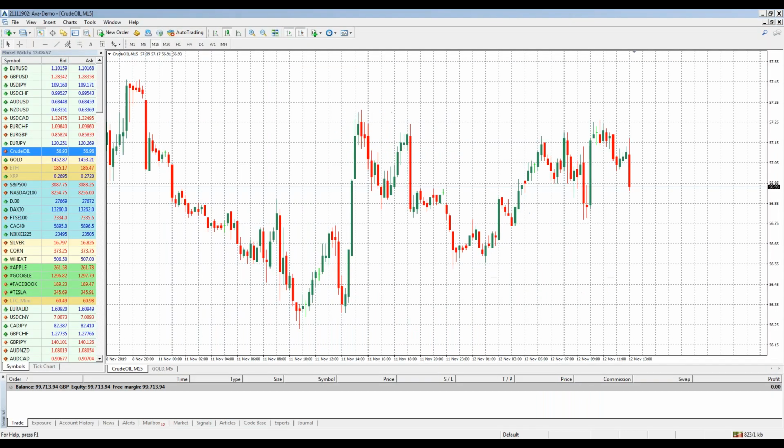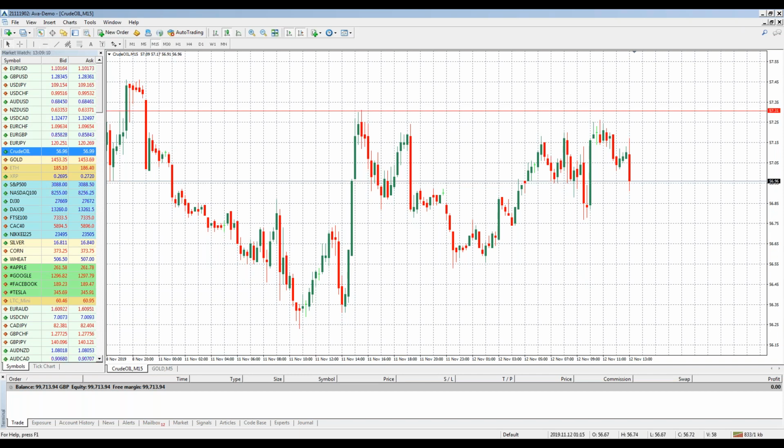Okay, so let's go to my demo account. Let's take a look at what's happening. Right now, here's crude oil. Crude oil keeps trying to push up today. We see a resistance level here. Resistance back down. Resistance back down. Resistance, it just started to break back down again.